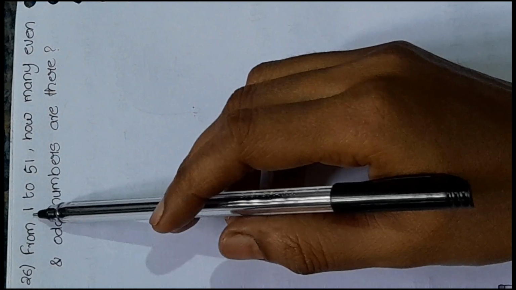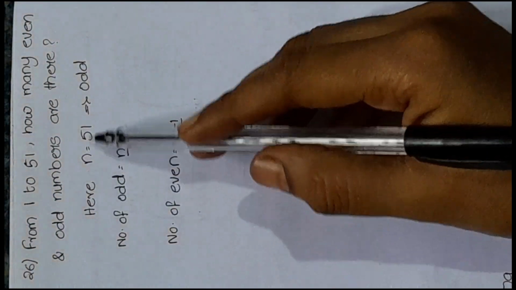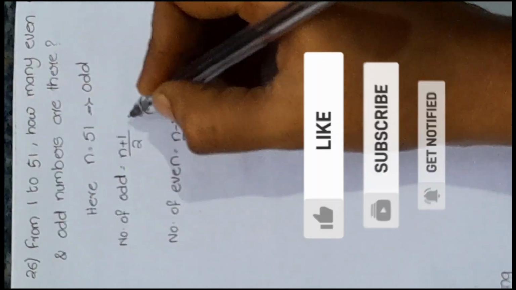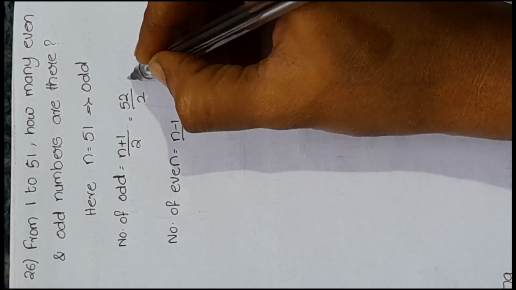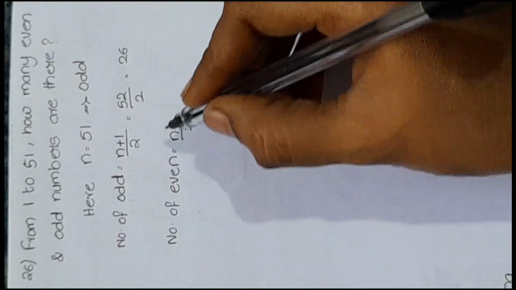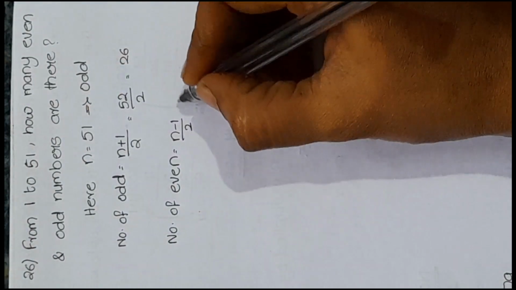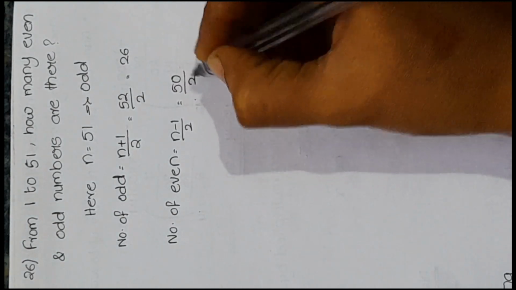Question number 26. From 1 to 51, how many even and odd numbers are there? Here n is 51, which is odd. So the number of odd numbers is n plus 1 by 2. 51 plus 1, that is 52 by 2, that is 26 odd numbers. Number of even is n minus 1 by 2. 51 minus 1 is 50 by 2, which is equal to 25 even numbers are there.